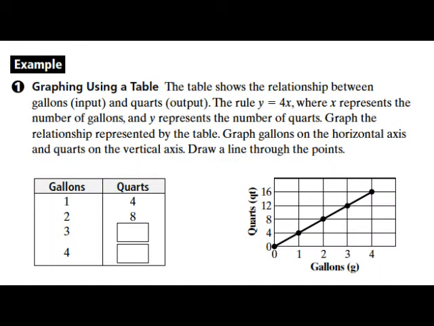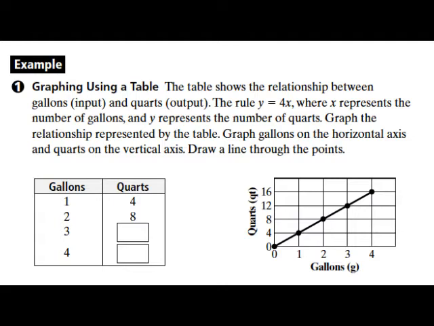Example number 1, graphing using a table. The table shows the relationship between gallon input and quarts output. The rule is y equals 4x, where x represents the number of gallons and y represents the number of quarts. Graph the relationship represented by the table. Graph gallons on the horizontal axis and quarts on the vertical axis. Draw a line through the points.